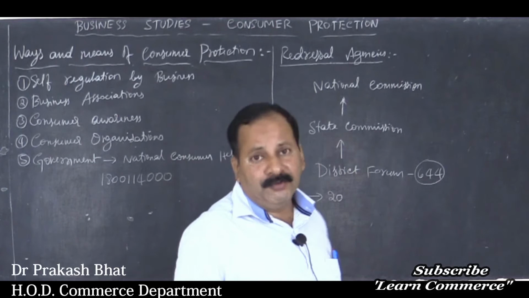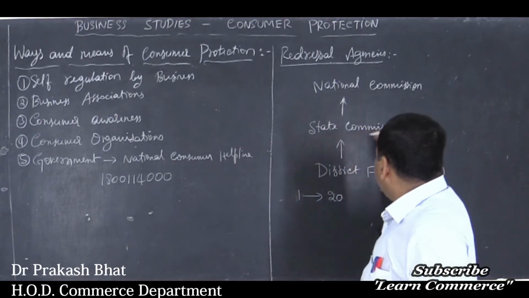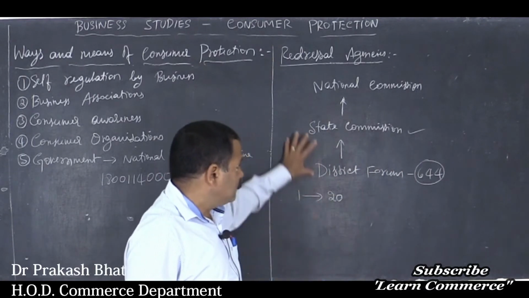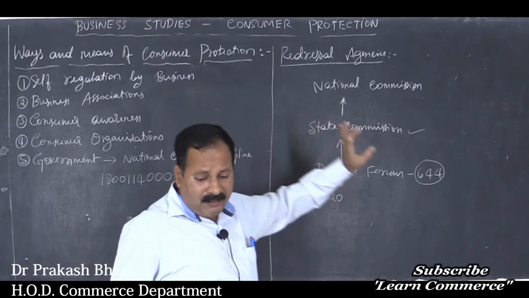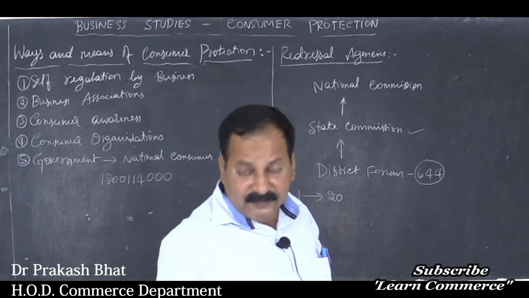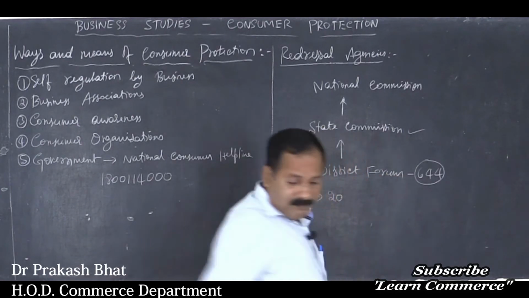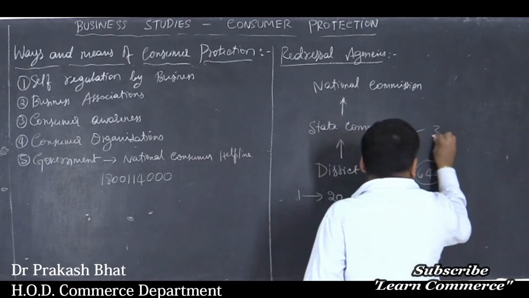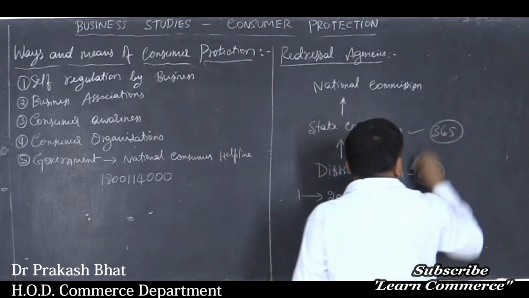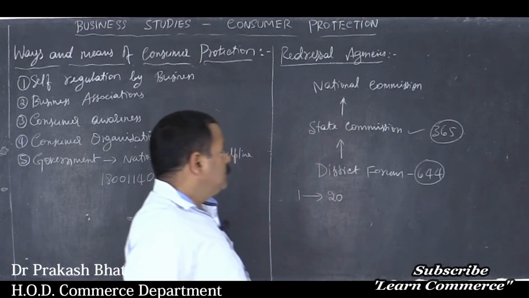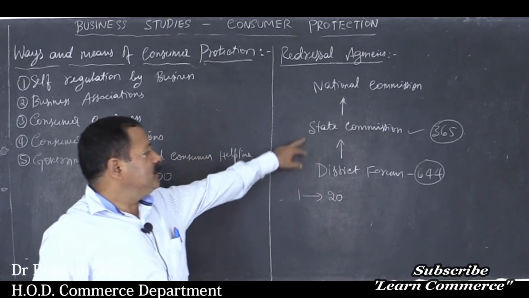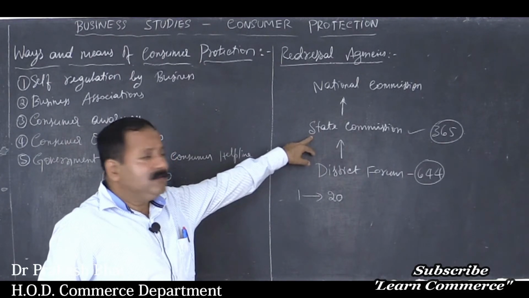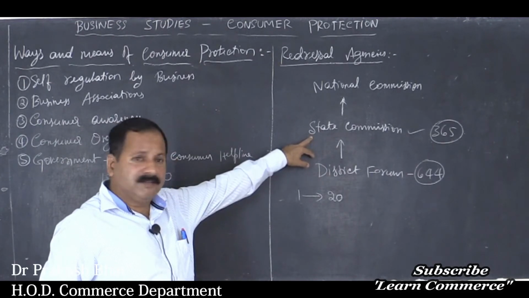Now let us move on to the second level, that is state commission. State commission, of course, the procedure will be the same. Here there are 365 state commissions in the country. So here in all the states you will have district, isn't it?